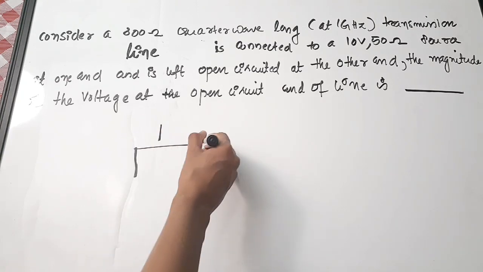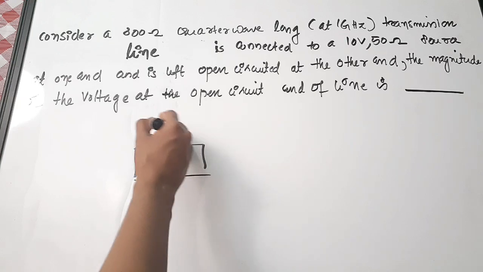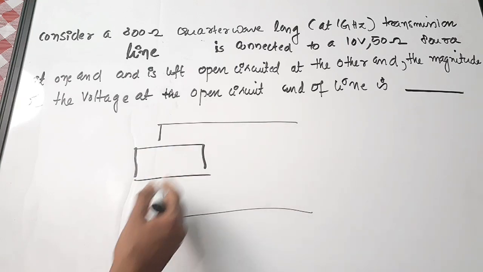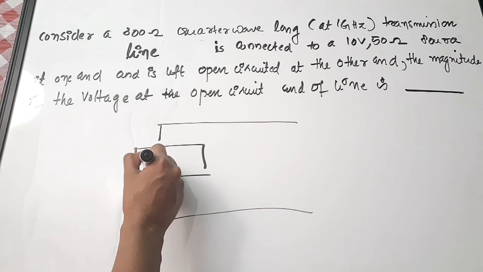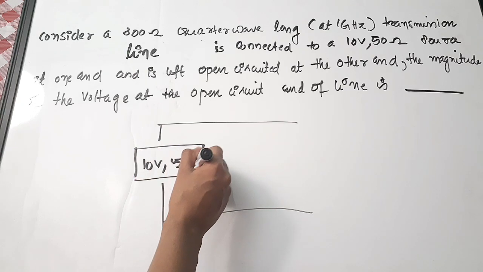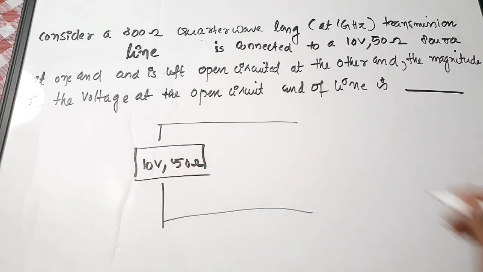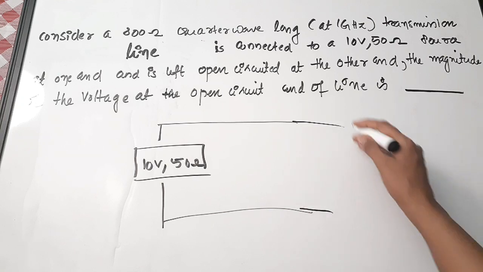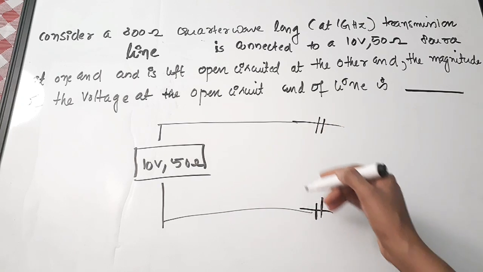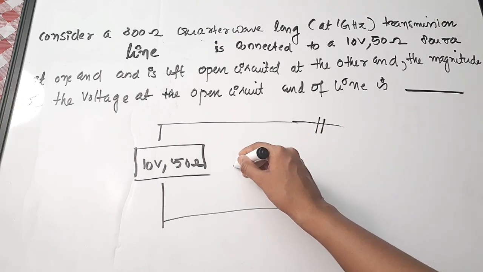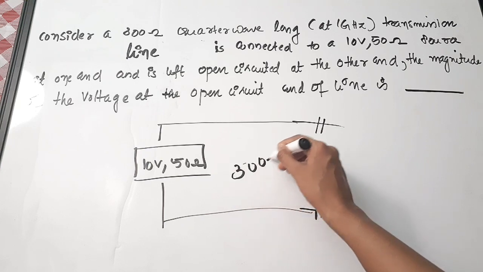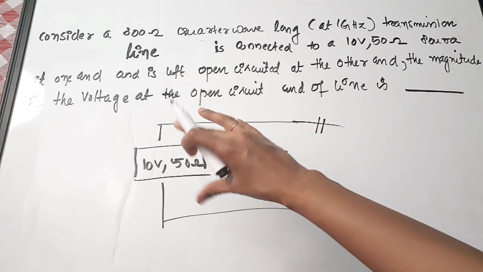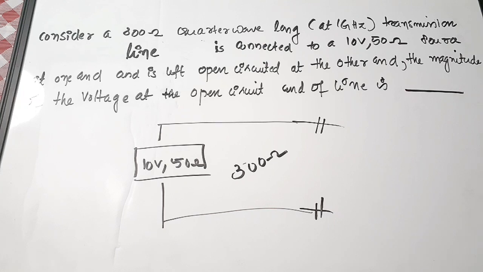So at one end it is connected to a source and the other end of the transmission line is open circuited. And the source is having value 10 volt 50 ohm source. Okay, so this is the transmission line. It is open circuited at this end and this transmission line is having a parasitic impedance of 300 ohms and it is connected to a source and it is open circuited at the other end.